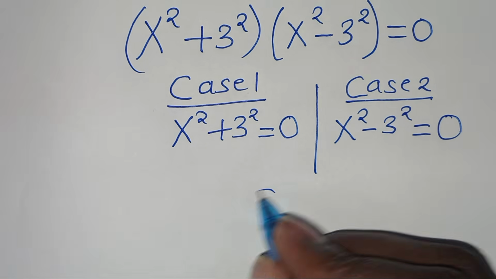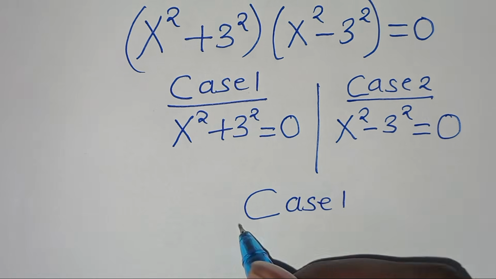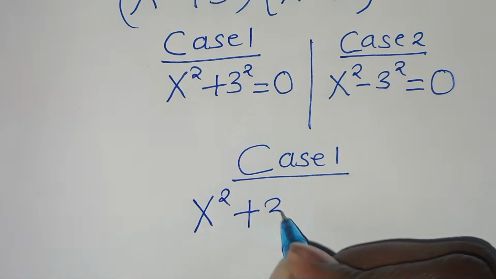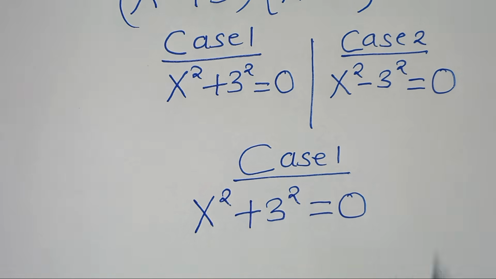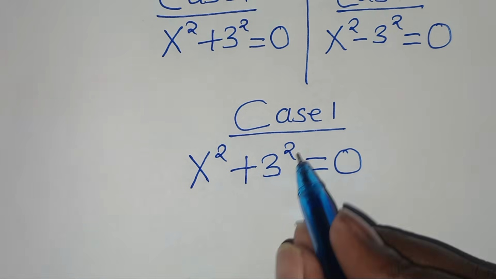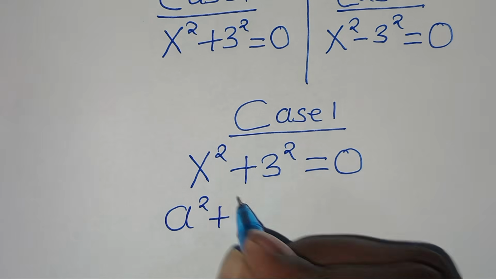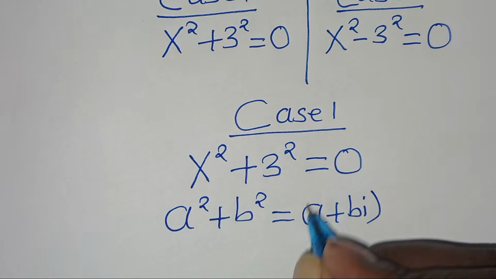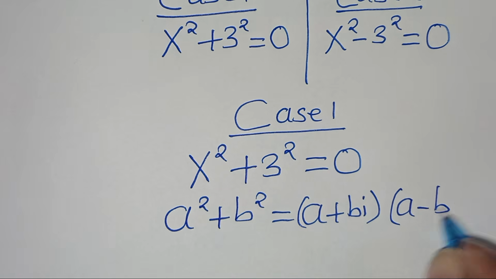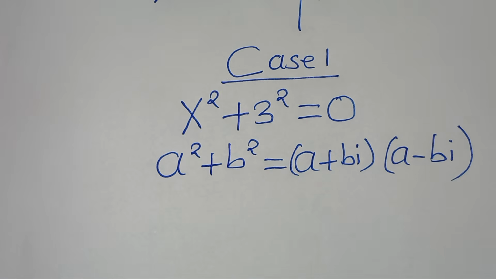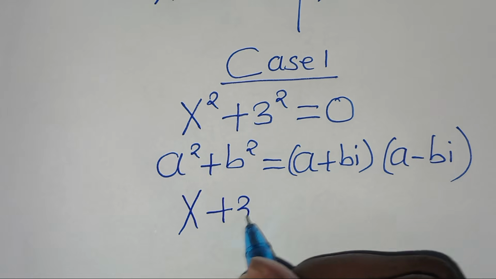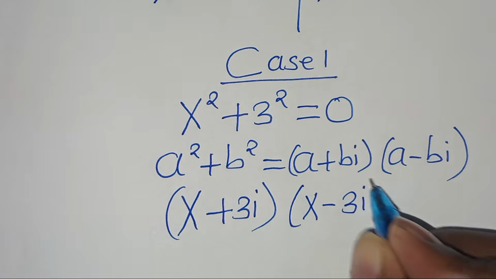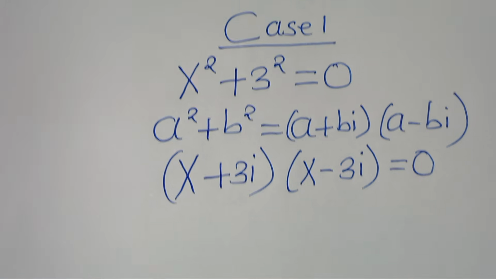So let's start with case 1. In case 1, we have x to the power of 2 plus 3 to the power of 2. This is equal to 0. So this is actually in the form of a to the power of 2 plus b to the power of 2, which we can express as a plus bi multiplied by a subtract bi. So this is to mean that we have x plus 3i multiplied by x subtract 3i. This is equal to 0.